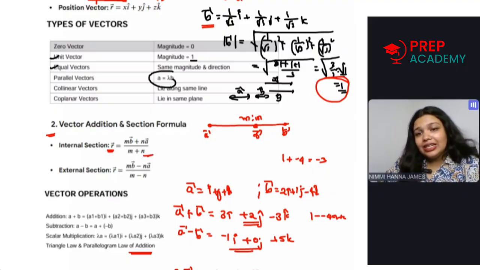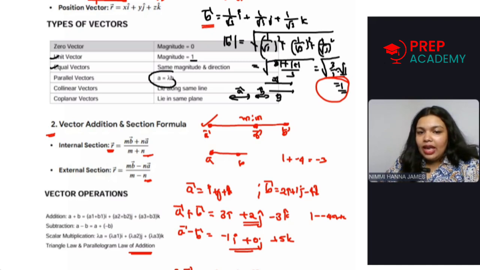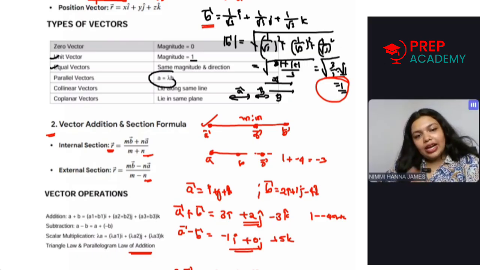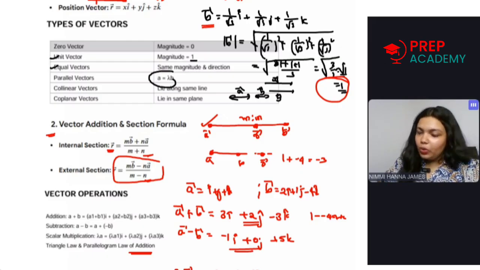If it is internal section or external section, we have two equations. Internal section means the line joining AB is cut somewhere within the line, and external section means the line joining AB is extended and it is cut somewhere on the extension, so the R vector is outside. So if it's cut externally, we use the second equation, and if it's cut internally, we use the first equation.